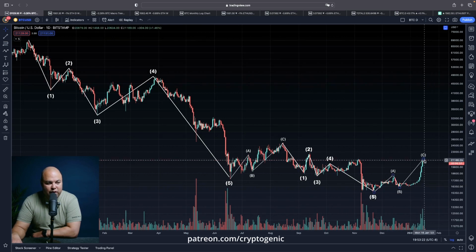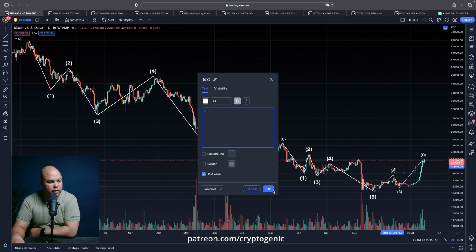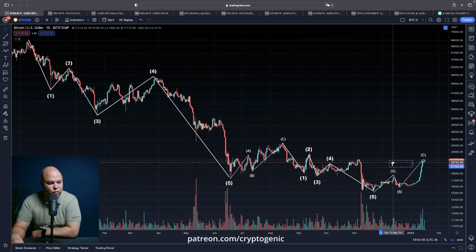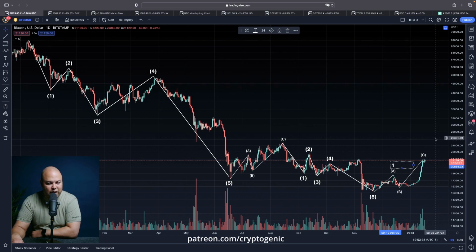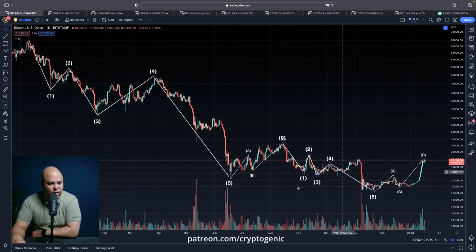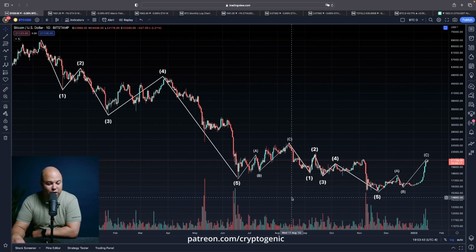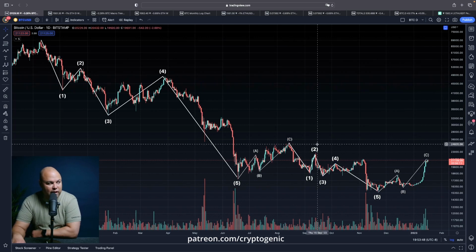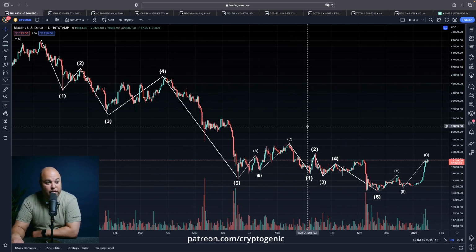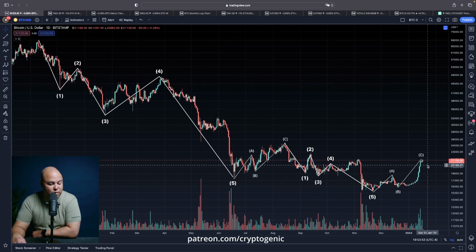Now, of course, if it takes off from here and just keeps going up, then we'll have to move C higher. And in that case, what probably has happened is that this ABC is a brand new 1, 2, 3. And we'll look for a 4 and a 5. And that can happen as well. Okay? But for all intents and purposes, at the moment, it looks as though Bitcoin has completed two complete Elliott wave cycles. And now Bitcoin's next direction basically will determine whether the next cycle is an uptrend or a downtrend. So that's what we're going to be looking to see.